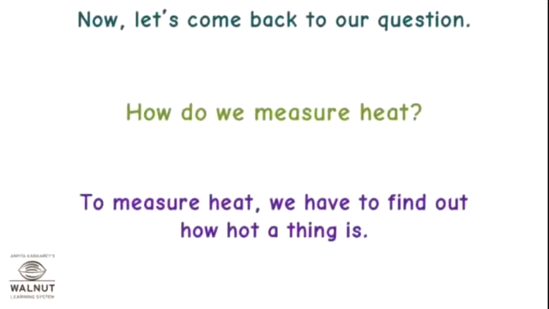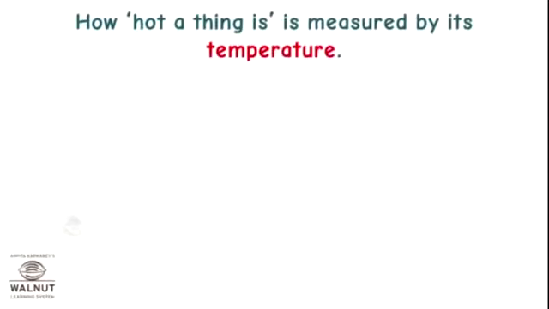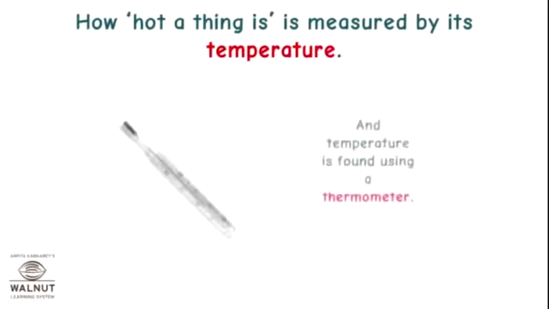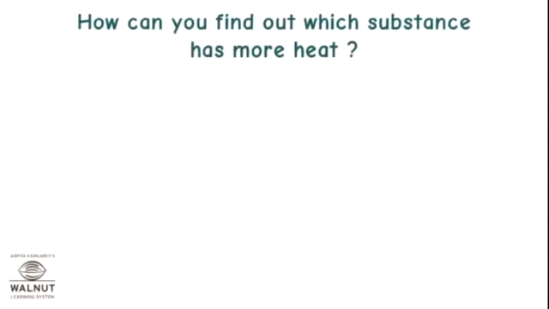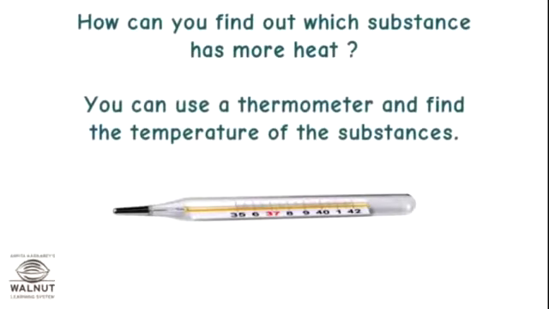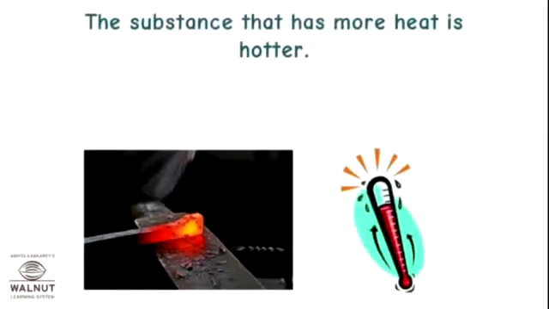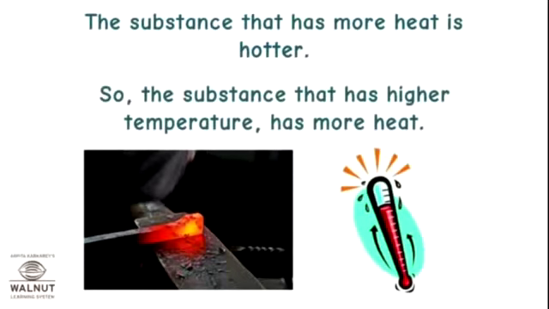To measure heat, we have to find out how hot a thing is. How hot a thing is, is measured by its temperature. And temperature is found using a thermometer. How can you find out which substance has more heat? You can use a thermometer and find the temperature of the substances. The substance that has more heat is hotter. So the substance that has higher temperature has more heat.